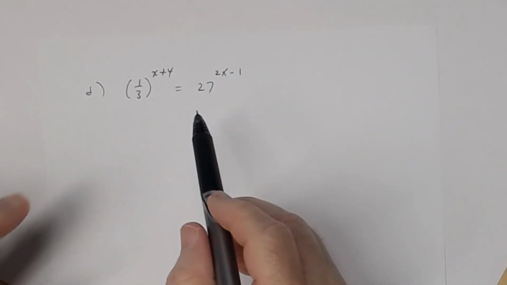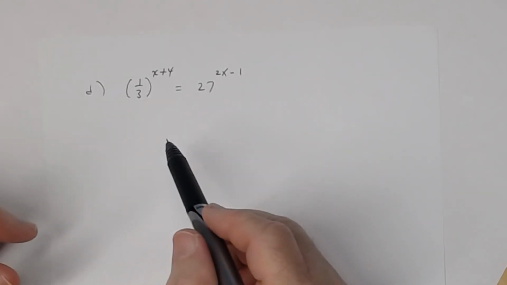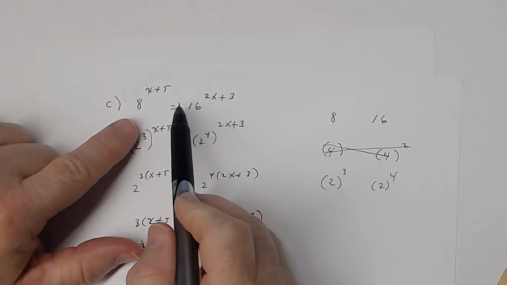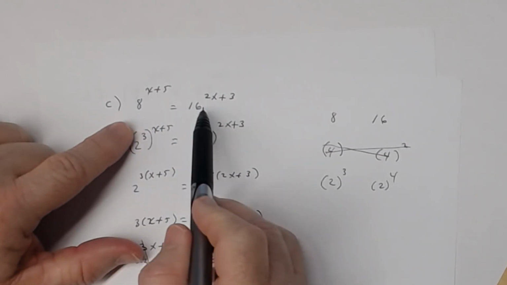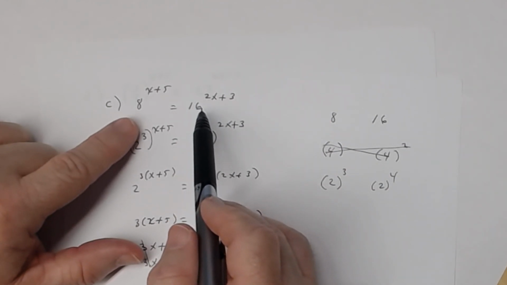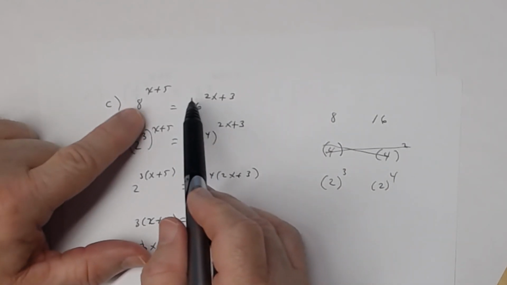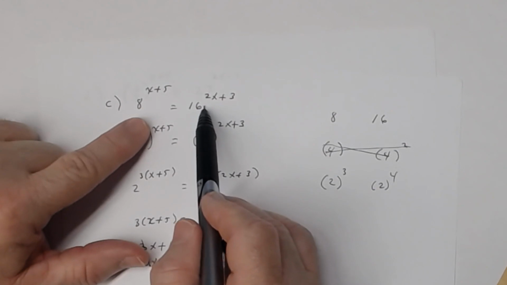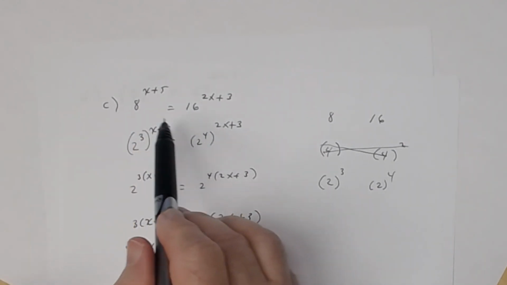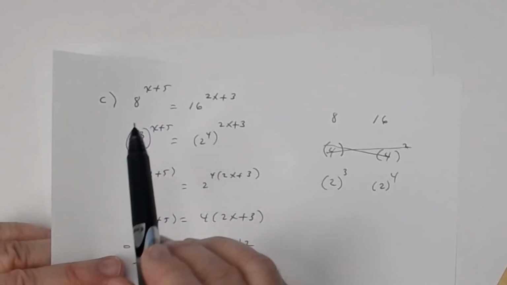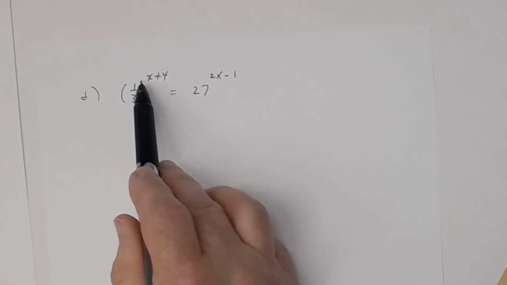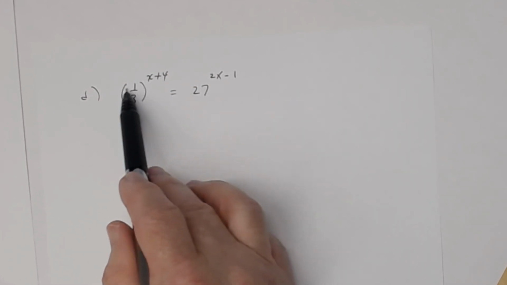All right, so this looks different than A, B, and C, right? Because if you look at A, B, and C, in the original problem, the base was an integer, in this case a positive integer. So remember, the base can never be negative. But the base was a positive integer in each of those cases, in A, B, and C. But when I come here, 1/3 is not an integer.